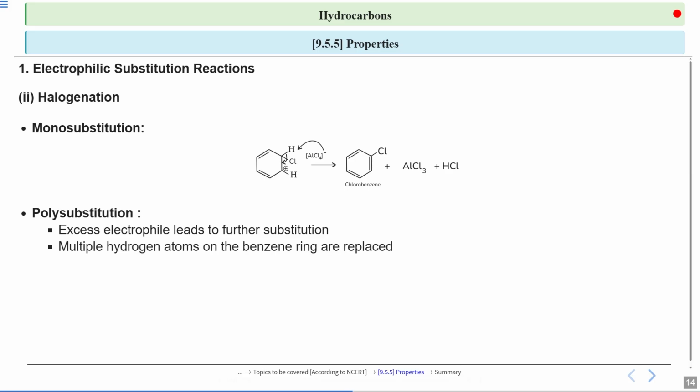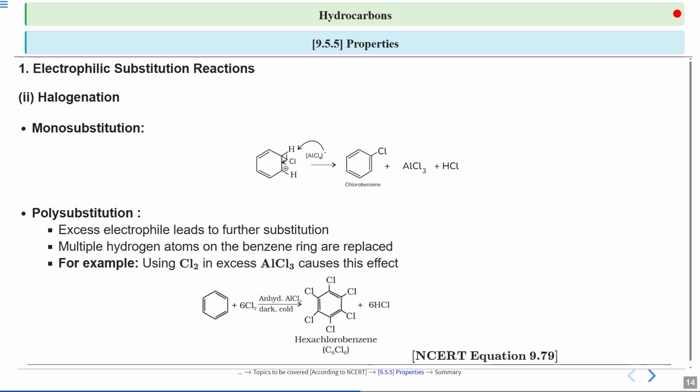With polysubstitution, multiple hydrogen atoms on the benzene ring are replaced by halogen atoms. This means the structure of the molecule changes more significantly and the properties of the compound can be very different from the original hydrocarbon. For example, if we use chlorine in excess with AlCl3 as a catalyst, we can replace several hydrogens on the benzene ring as shown in the diagram below. This is a classical example where 6 hydrogens are replaced and we get hexachlorobenzene, which is C6Cl6.